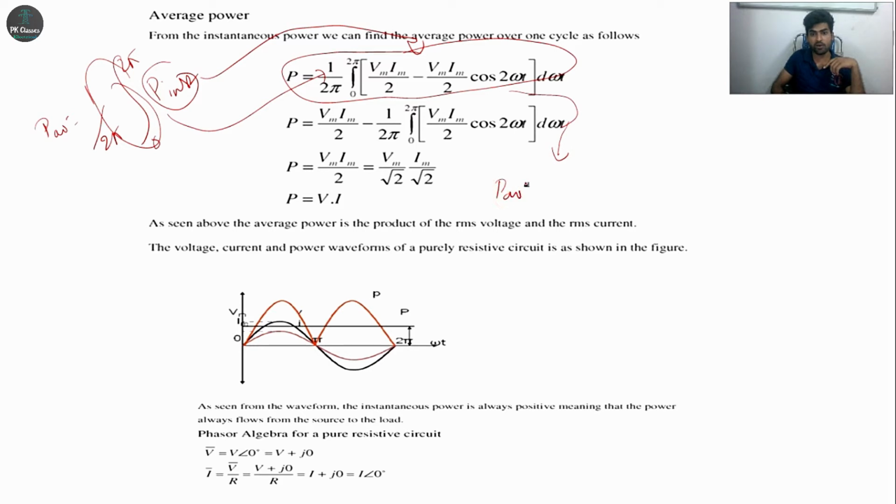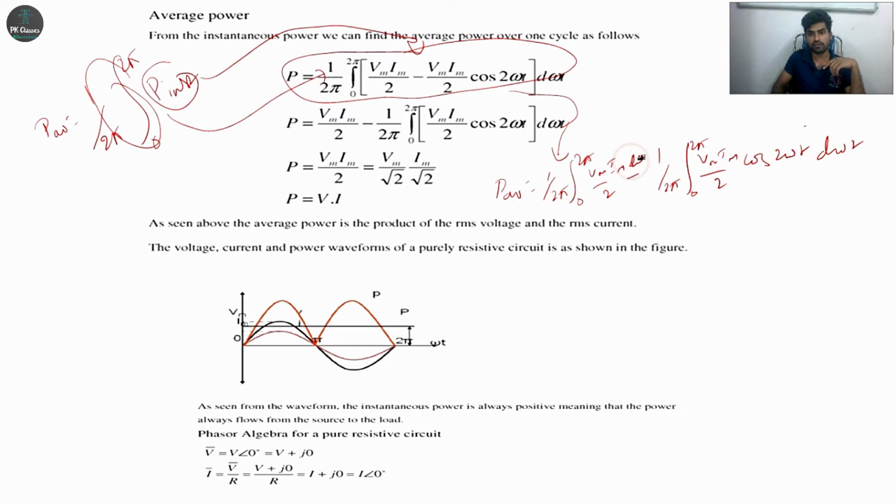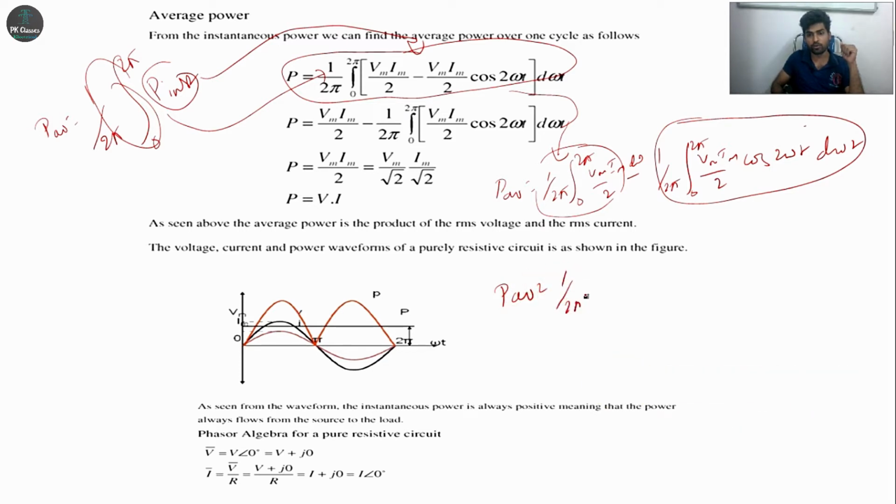Okay, next step. So P average, I'll multiply this integration term and then 1 by 2 pi for both the term. Okay. So 1 by 2 pi, 0 to 2 pi, Vm Im by 2, minus 1 by 2 pi, 0 to 2 pi, Vm Im by 2 cos 2 omega t d omega t. Here also d omega t. Okay. This part I'll integrate afterwards, because I'll tell you how exactly this part will become 0. And then this part I'll integrate, okay? This part only.